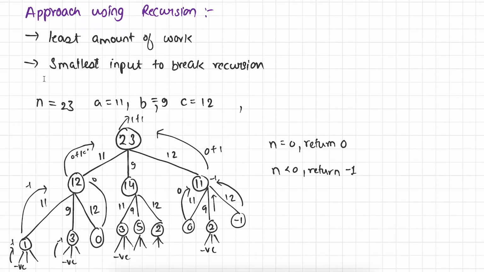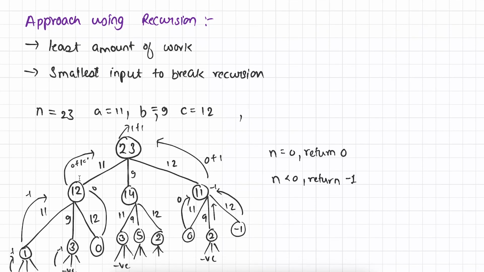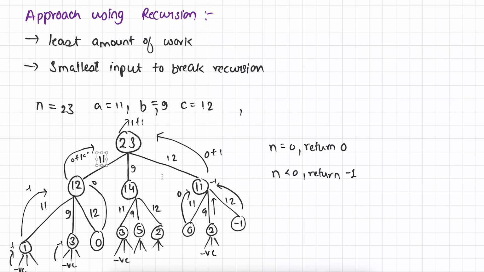In this example, the size of the rope is given as n equal to 23, and the sizes of the pieces are A equal to 11, B equal to 9 and C equal to 12. Now if we consider the rope, the least amount of work we can do here is make the first cut. So here we are making 3 cuts: one of size 11, second of size 9 and third of size 12. Then we simply repeat the same process. This is what we usually do in recursion.